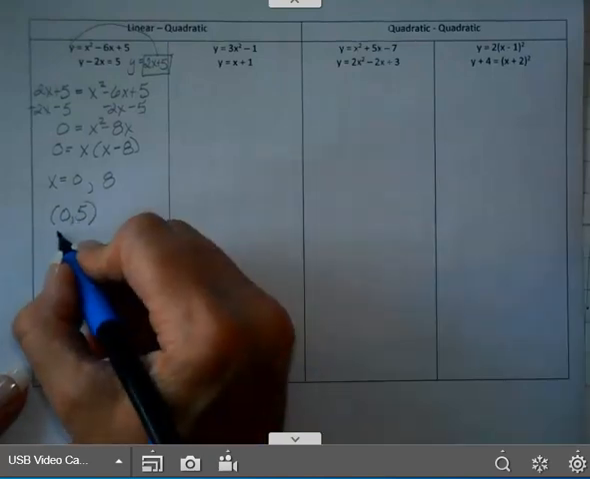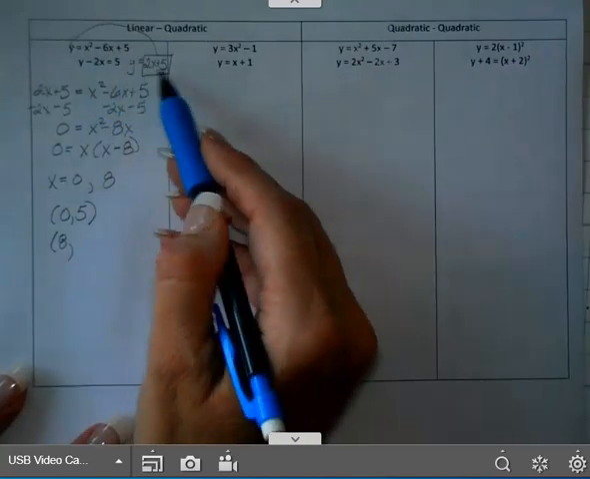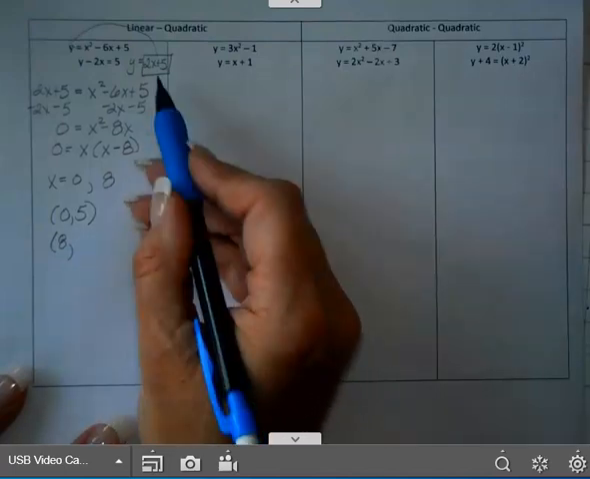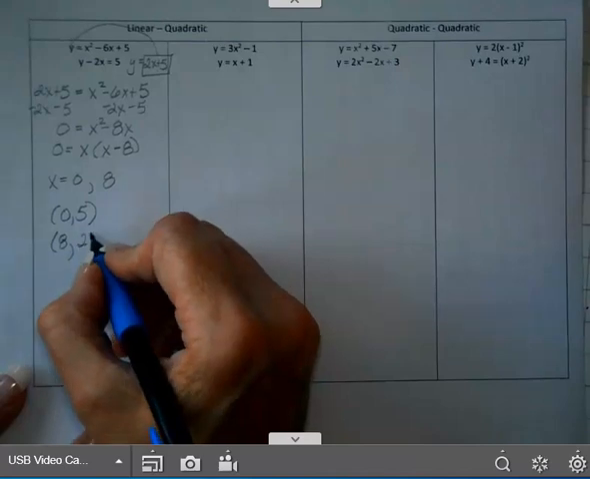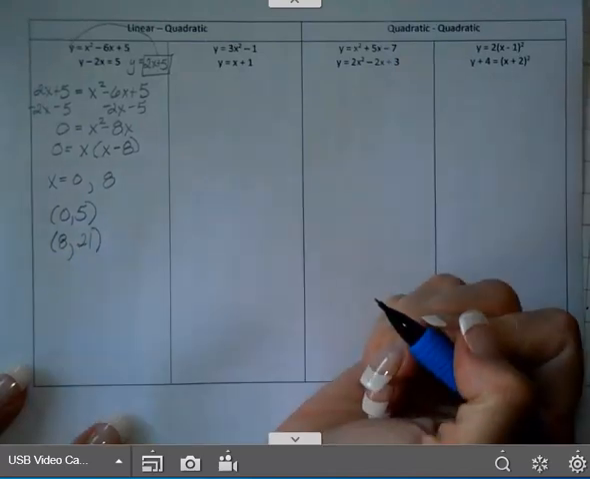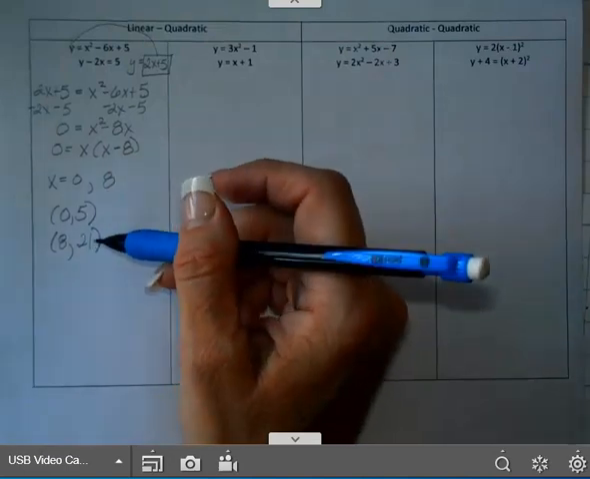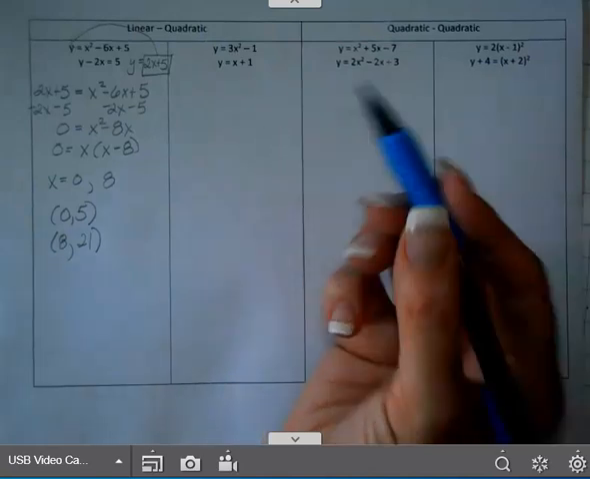My second one, I would plug in 8. And you can plug it in the top equation or the bottom equation. When you plug in 8, 2 times 8 is 16, plus 5 is 21. Remember, once you find your x values, to find your y values. And you could plug in both points into both equations and make sure that they work.